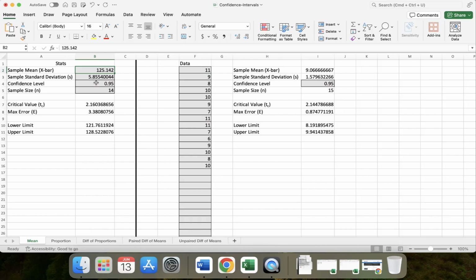We need the sample mean. And I'm going to let the Excel file guide me. I'm going to write down these symbols and then I'll go back and look for them in the wording of the problem. I need the sample standard deviation S. I need the confidence level. And then I need the sample size N.